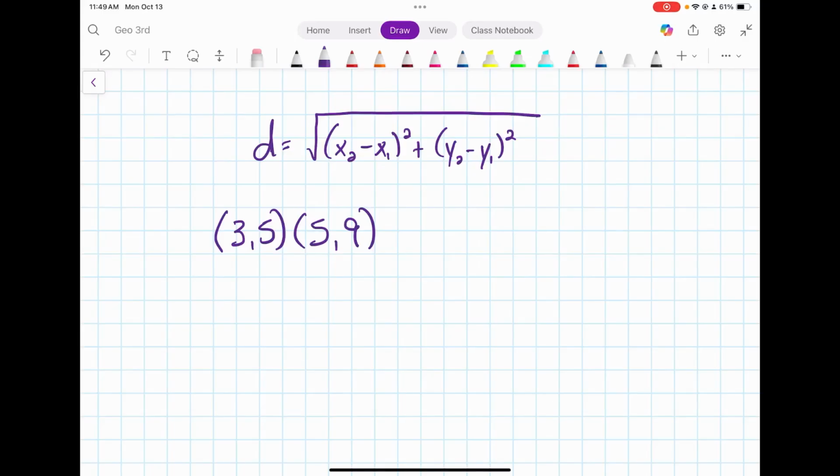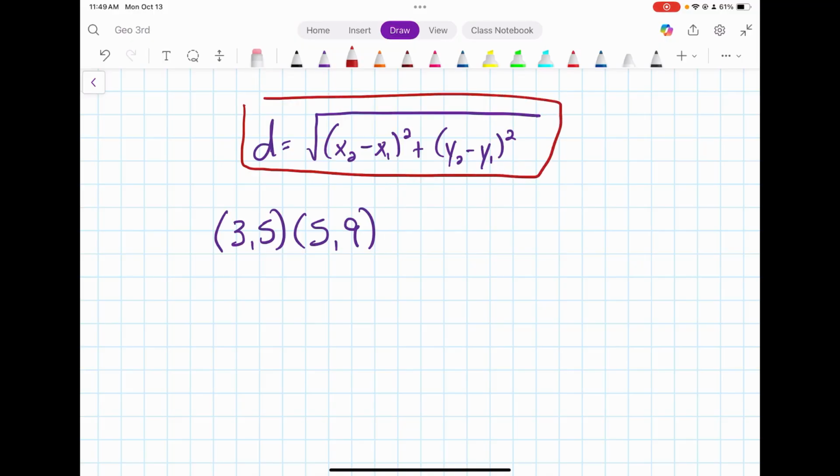Next up, we're going to find the distance between 2 points, and one way of doing this is with what we call the distance formula. However, in my opinion, there is a little bit easier way to do this.